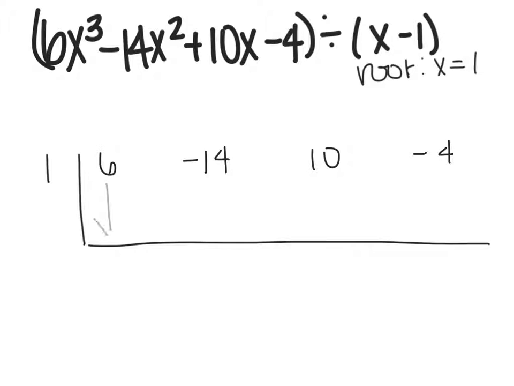The first thing I always do is I bring down my 6, and then I'm going to start multiplying. So I have 6, and I'm going to multiply that by 1. And the reason I'm multiplying by 1 is because my factor here was x minus 1, so my root was positive 1. And 6 times 1 is 6. So now I'm going to combine those two together, and that's going to help me fill in this column right here. So I need to put negative 14 and plus 6 together, which is going to be a negative 8.